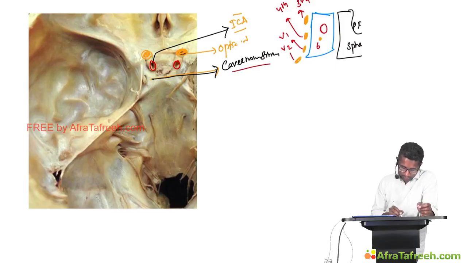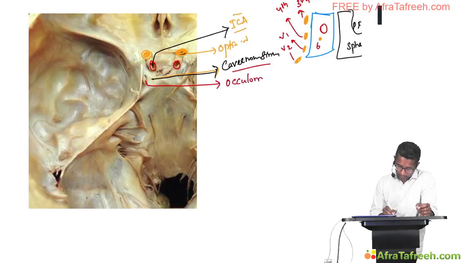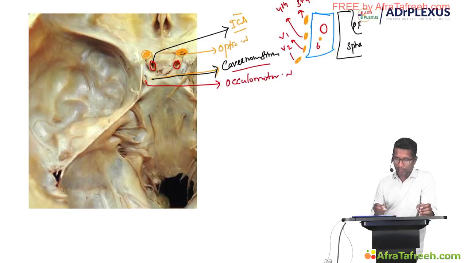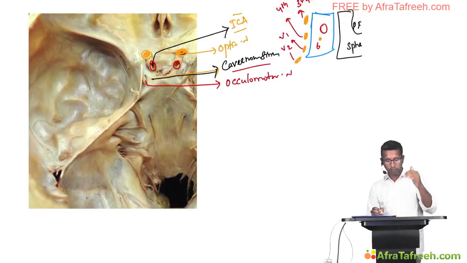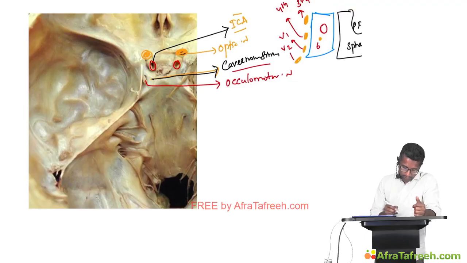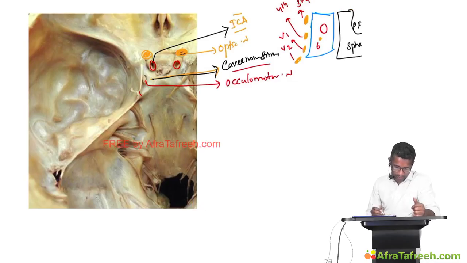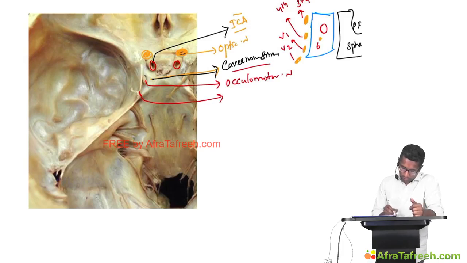So when you see on the lateral wall of cavernous sinus a nerve, this will be the oculomotor nerve. This is the first nerve you see on the lateral wall of cavernous sinus in its superior part. And when you see slightly to the lateral portion of the oculomotor nerve the next nerve here, this is called the trochlear nerve.